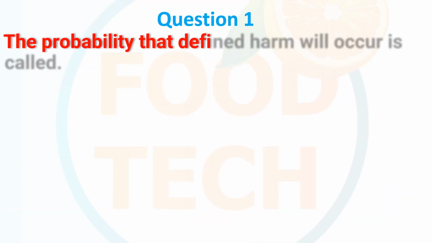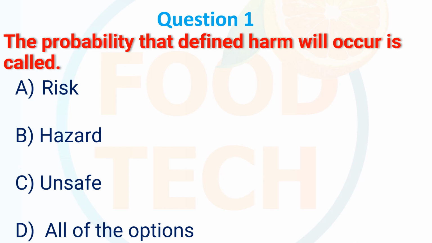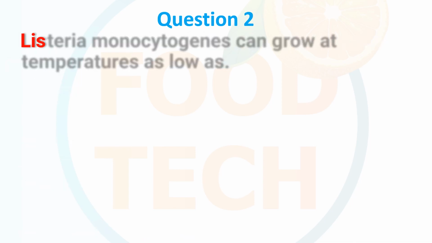The probability that a defined harm will occur is called: A. Risk. B. Hazard. C. Unsafe. D. All of the options. The answer is A. Risk.